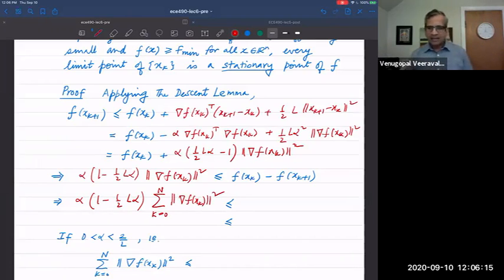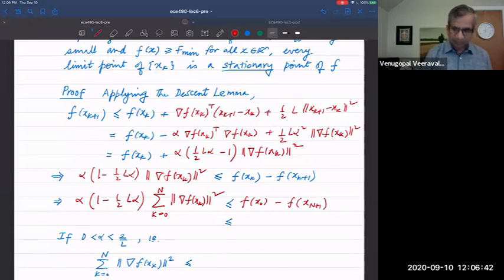What happens on the right-hand side? The right-hand side also I'll take a sum, but this is what's called a telescopic sum, because if I look at f(x0) minus f(x1) for the first term, there's a minus f(x1) which will cancel out with the f(x1) in the second term, and so on and so forth. So all the intermediate terms will cancel out, and what's going to be left is basically f(x0) minus f(x n plus 1).